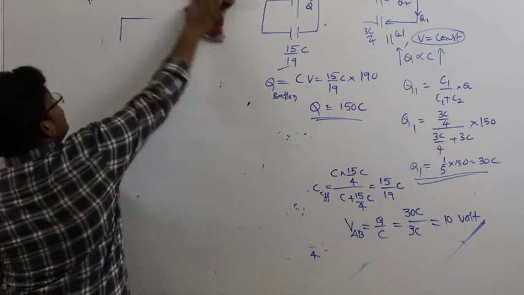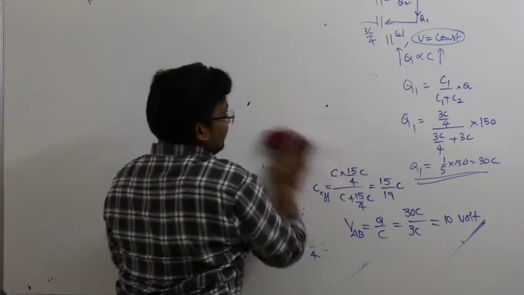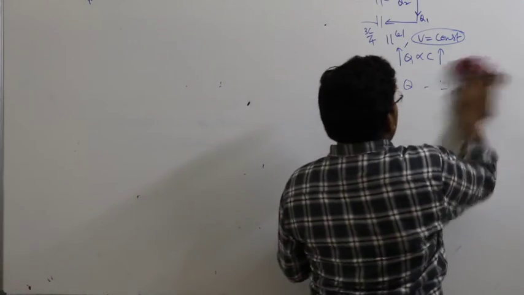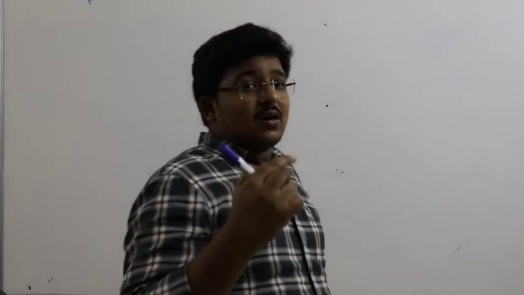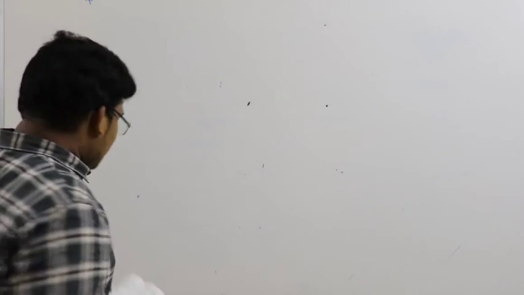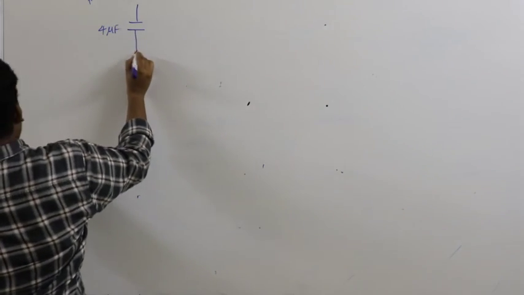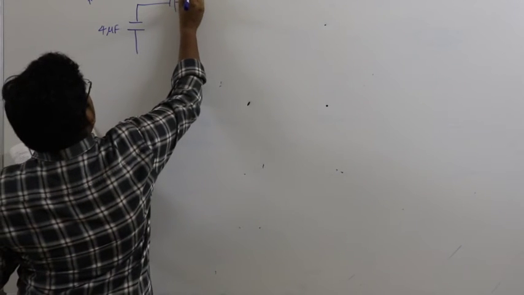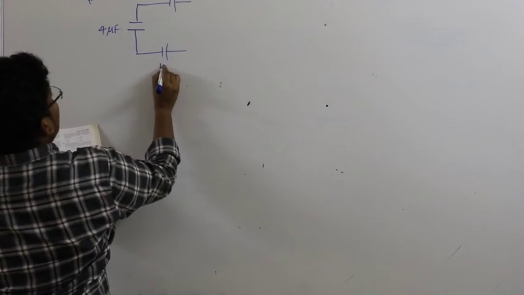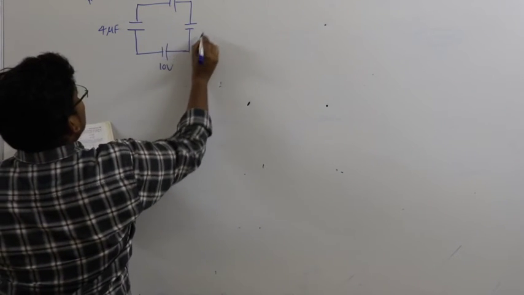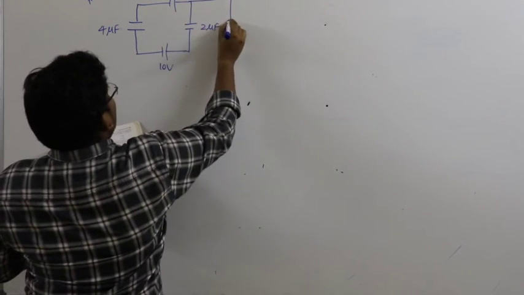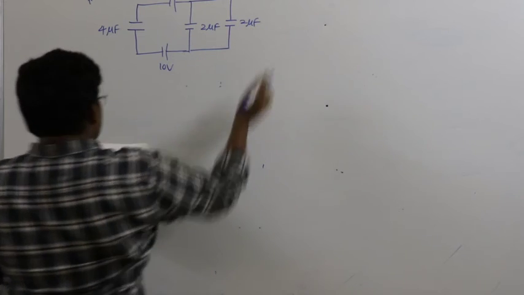So this is what we do with combinations of capacitors and finding the potentials at every point, that is, how much potential is there on each capacitor. Now we'll see one more very interesting one, where the circuit contains not a single battery but more than one battery. This circuit I am drawing: this is 4 microfarad, this is 20 volts, and here is given 10 volts, and this is 2 microfarad, and this in parallel once again 2 microfarad.